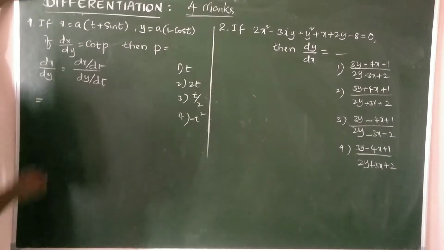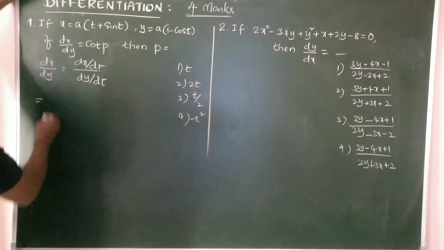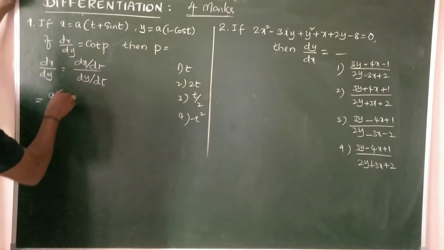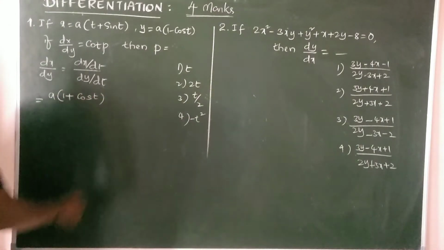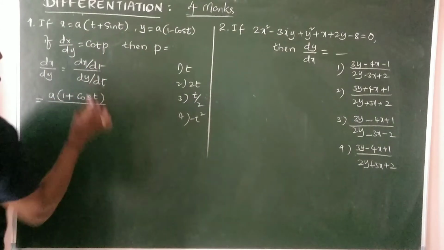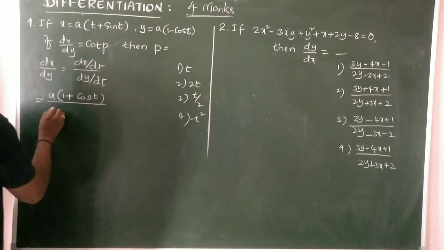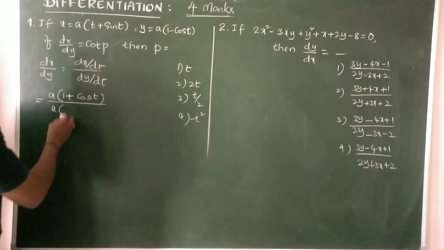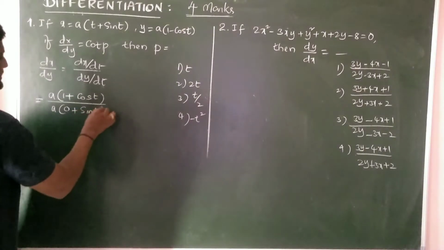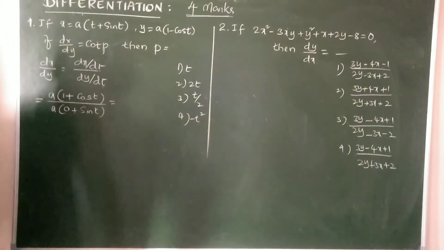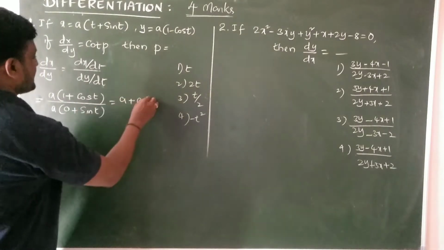Now I am writing directly with respect to t. dx by dt equals a into (1 plus the differentiation of sin t, which is cos t), that is a into (1 plus cos t). Then dy by dt: here also a is a constant, the derivative of 1 is 0, and of cos t is minus sin t, so a into sin t.